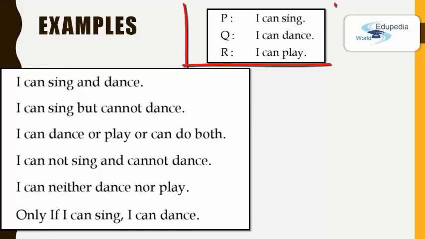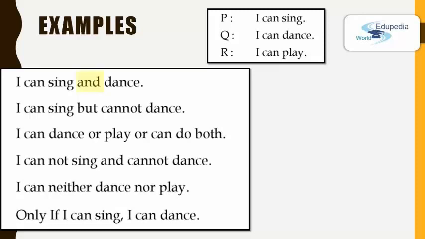In this question we are given three primitive propositional statements, and each statement is represented by a propositional variable. The variable P represents I can sing, the variable Q represents I can dance, and the variable R represents I can play. And we are also given a few compound statements that have been built up using those primitive statements. What we have to do is represent these compound statements using the propositional logic notations. Now let's take the first one, I can sing and dance.